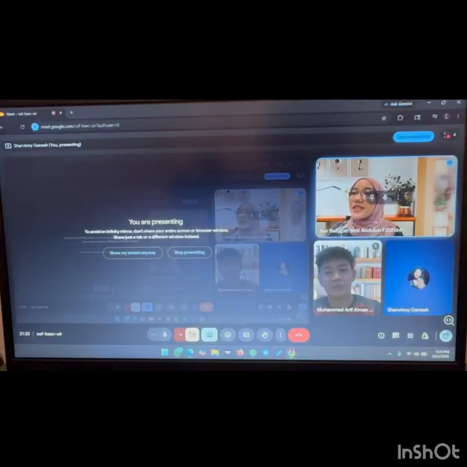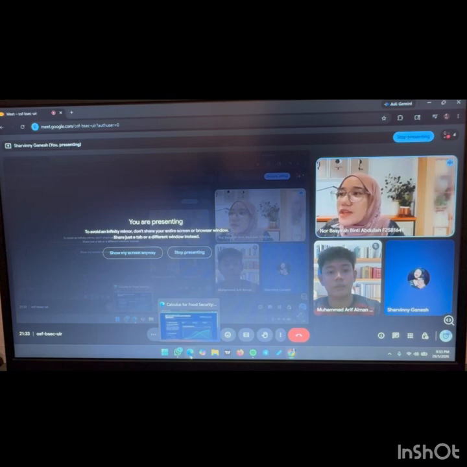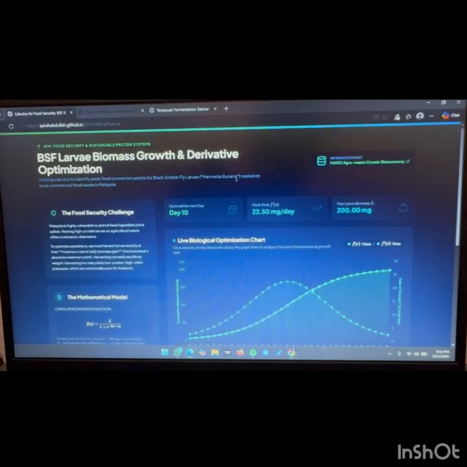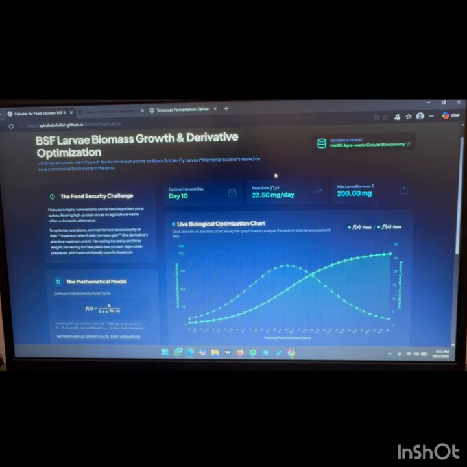Good afternoon, everyone. My name is Sharvinny Abdullah, and I would like to present my HTML project titled BSF Larva Biomass Growth and Derivative Optimization. This project focuses on black soldier fly larva, also known as Hermetia illucens, and how calculus can be used to identify the best harvesting time for maximum protein production.